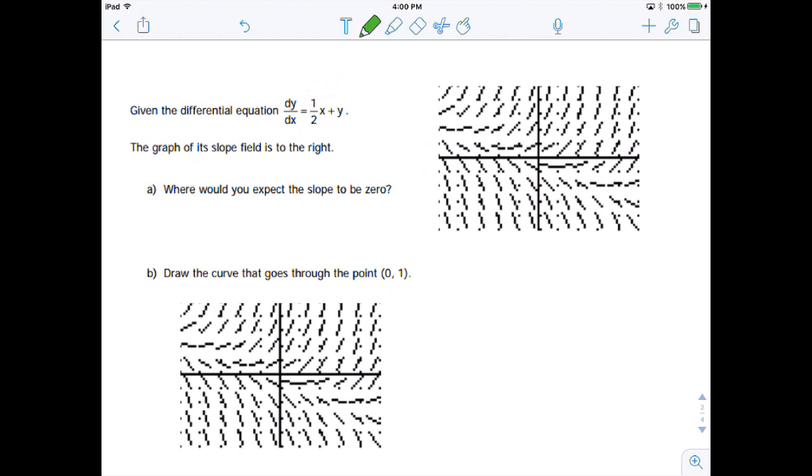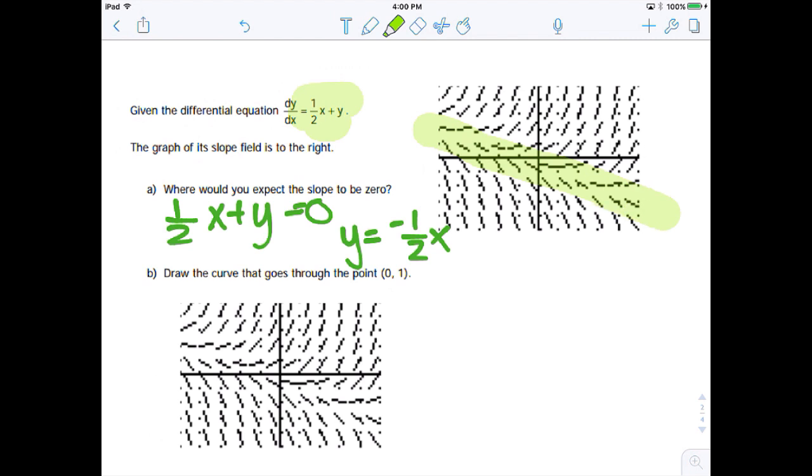So given this differential equation, we've got the slope field already, and again, you could come up with that just by plugging in points. But where would we expect this slope to be 0? So let's look at it. Here's my equation for the slope. Let's just set that equal to 0. And so this would equal 0 anywhere that y equals negative 1/2 x. And if I look at that, that line is right there. That's where you have your slopes that are equal to 0. So you can look for those 0 slopes along that isocline, and that will give you those points. So a really good way to make sure that you're understanding those.